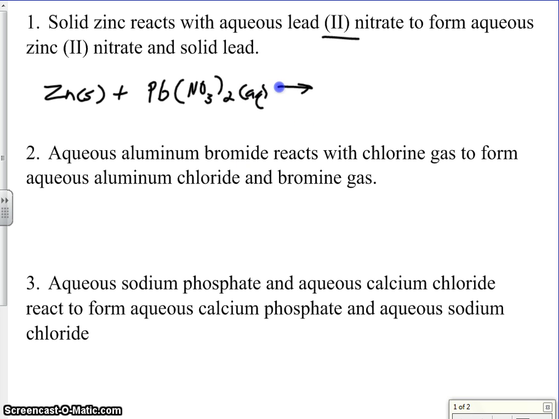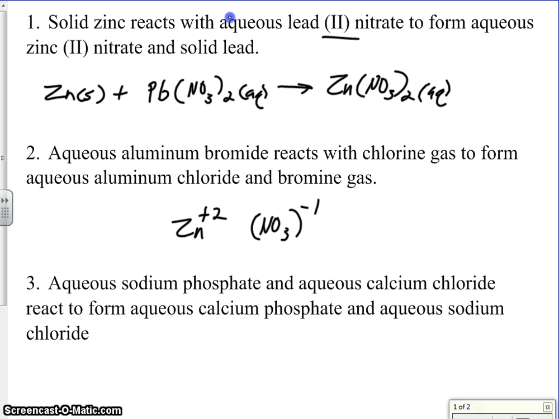To form is our arrow, and we're forming zinc II nitrate. Again, zinc is Zn, and it has a +2 charge because it's in a compound, so Zn2+. We have nitrate, which again is NO3, -1. Cross and swap, Zn(NO3)2, and again aqueous, so (aq). And is our plus sign, and that is going to be solid lead, which is Pb, no charge because it's the element lead, and (s) for solid. So that's our first equation.